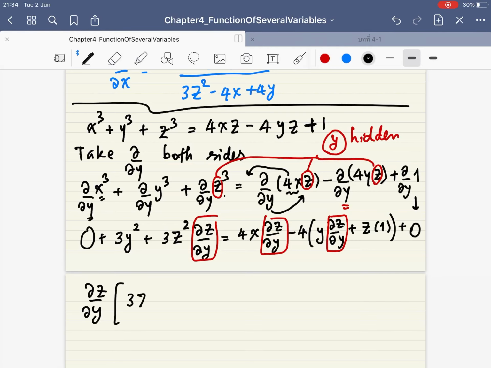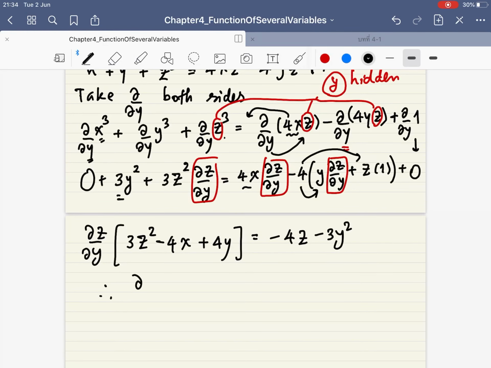The first one is 3z squared minus 4x, you see, and then plus 4y, you see, this one, equals to, what you have left is this one, the negative 4z, and then this term, negative 3y squared. So your dz by dy is just simply negative 4z minus 3y squared over 3z squared minus 4x and 4y.